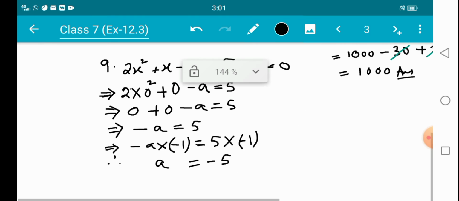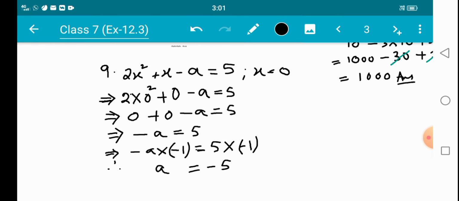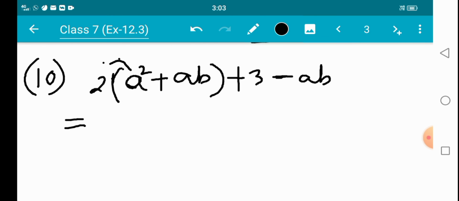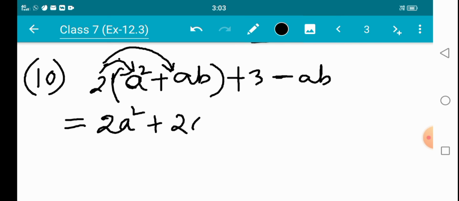So whatever I have done here, I hope it will be easy for you. Just you need to practice. So 2 will be multiplied first with this, then with this, and then lastly, only 2 terms are there. So first we will multiply with this, and then we will multiply with the next value. So 2a square, 2 into a square plus 2ab, then work inside the bracket is over. Now the terms written outside we will write as it is, 3 minus ab.